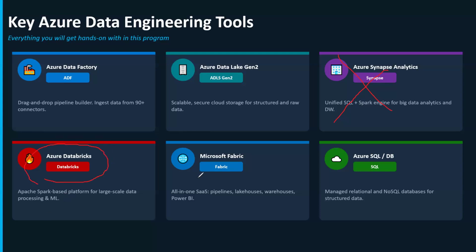Now, of course, Fabric. Fabric is an integrated platform for all these things, which is evolving and gaining a lot of market share in the Azure ecosystem. There is Microsoft Fabric. Everything is a single system. And of course, Azure SQL, because without a database, there is no data engineering. So you must have some knowledge of databases as well.